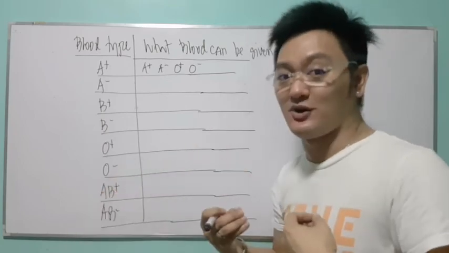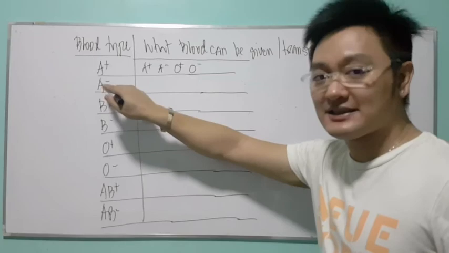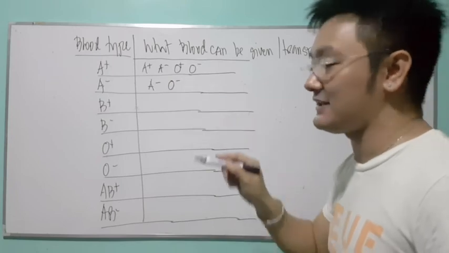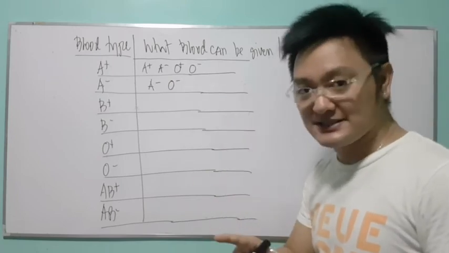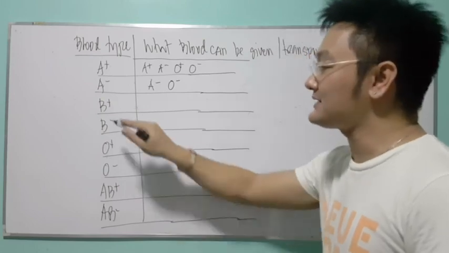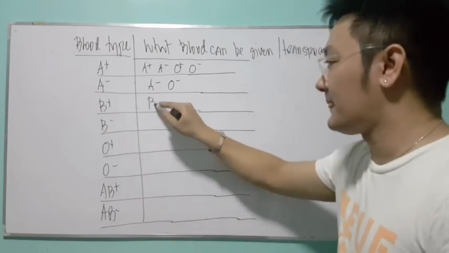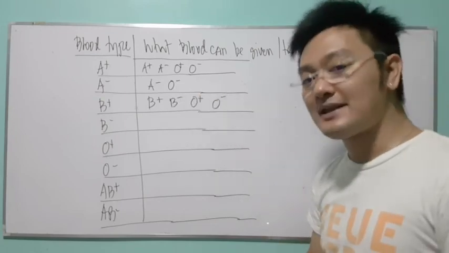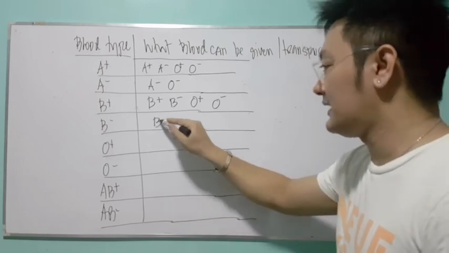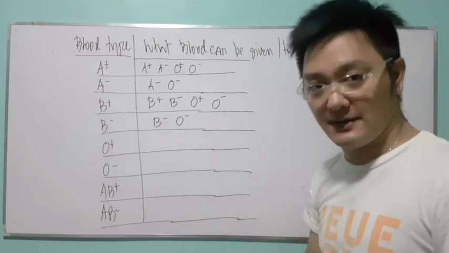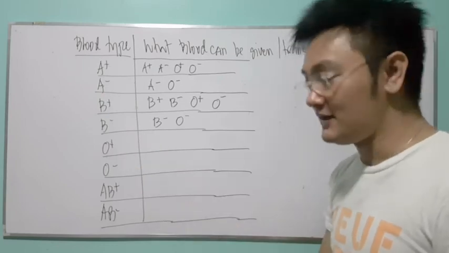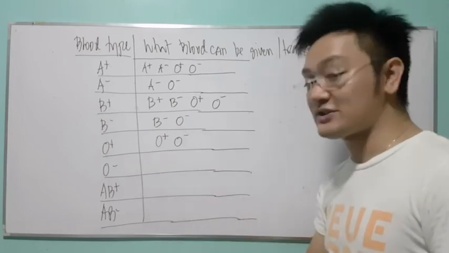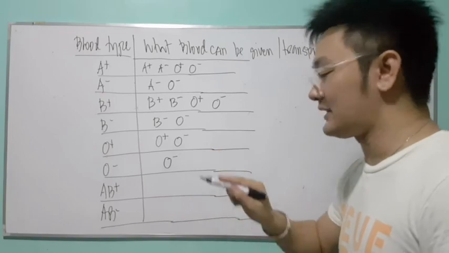If the blood type of the patient is A negative, what blood can be given to that patient? You can give A negative and O negative only. Can you follow? You cannot give A positive. You cannot give O positive. Now, if the blood type of the patient is B positive, what blood can be given? B positive, B negative, O positive, O negative. If the blood type of the patient is B negative, you can only give B negative blood or O negative blood. If the blood type of the patient is O positive, you can give O positive blood or O negative blood. If the blood type of the patient is O negative, you can only give O negative blood.